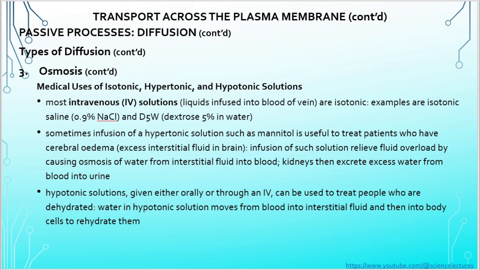So as we've seen, red cells and other body cells may be damaged or destroyed if exposed to hypertonic or hypotonic solutions. For this reason, most intravenous or IV solutions, these are liquids infused into the blood of the vein, are isotonic. Examples of such isotonic solutions include isotonic saline, we talked about that, 0.9% sodium chloride, and dextrose 5% in water.